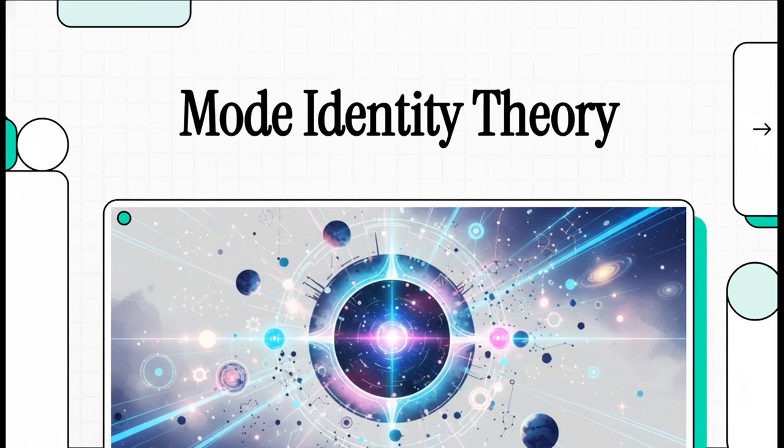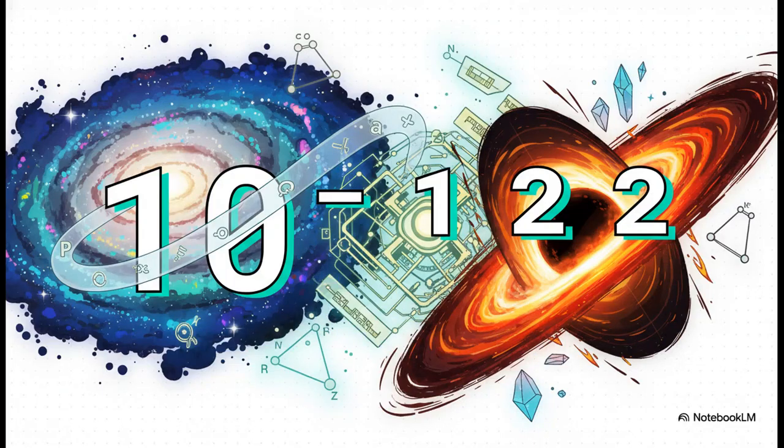All right, let's dive right in. Today we're looking at what might be one of the most audacious, out there ideas in modern physics. It's a framework called mode identity theory. And believe it or not, this whole wild ride starts with a single, incredibly strange number. Take a look at this.